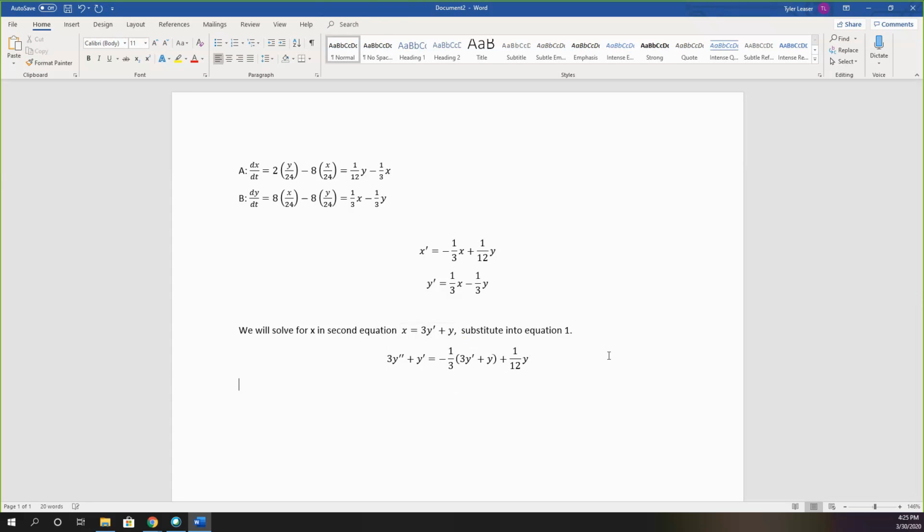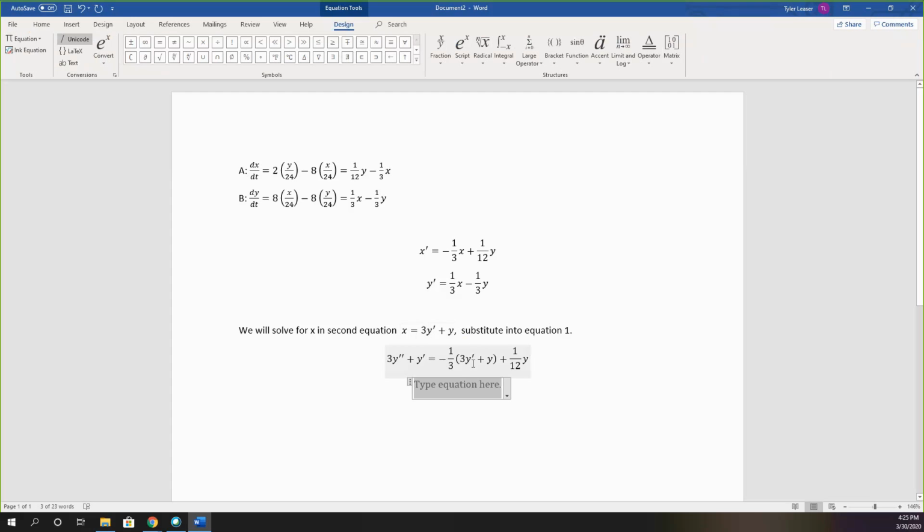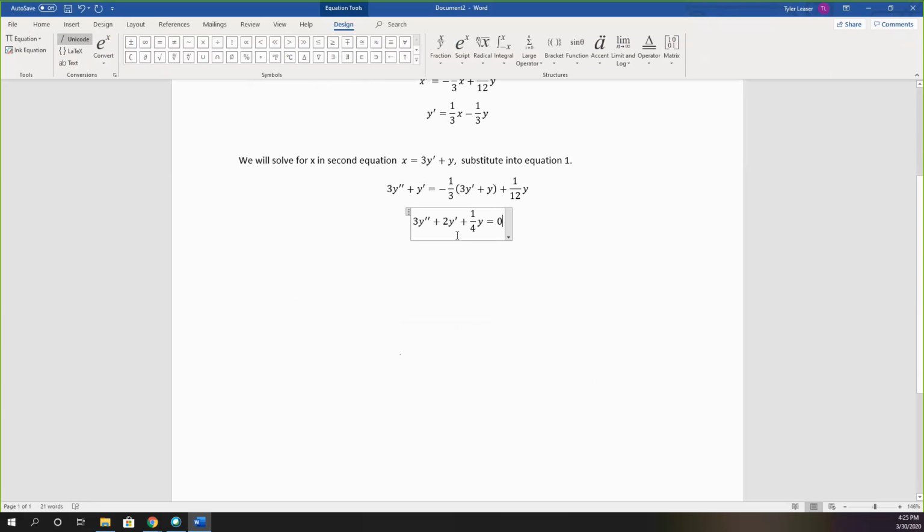Okay, and then cleaning this up a little bit, this is now going to be a second order linear differential equation, the stuff we were doing back in section 4. If you were to factor it all out and combine like terms together, we'd have 3y double prime plus 2y prime plus 1/4 y, and that's all going to be equal to 0. We spent weeks, months solving these kinds of things. I know you can do it.